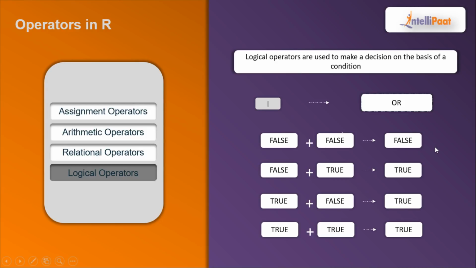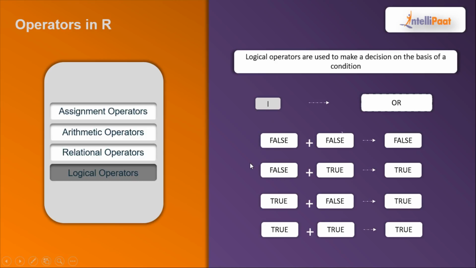Then we have the OR operator. The OR operator gives us a true result when either of the conditions is true. Let's take the first case here. The first condition is evaluated to false. The second condition is also evaluated to false. And since both of the conditions are evaluated to false, the final result is false.